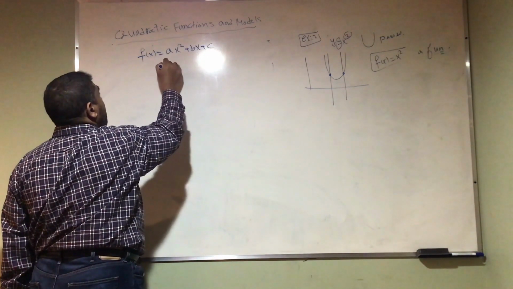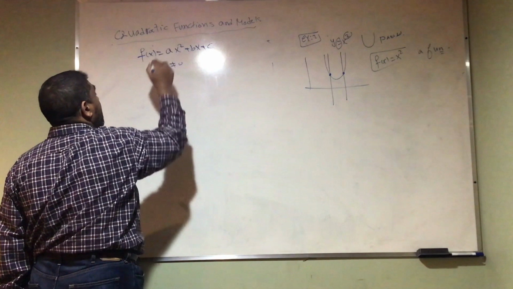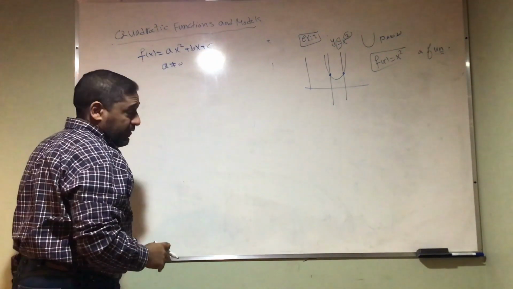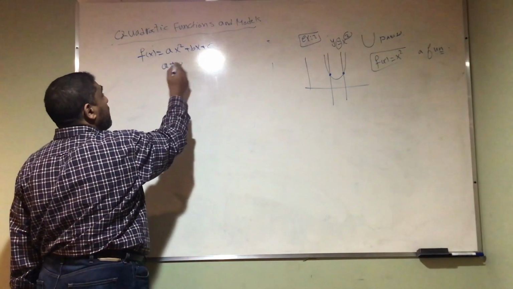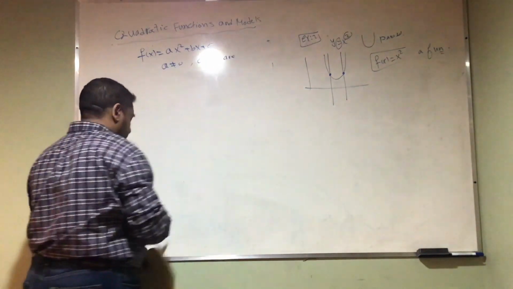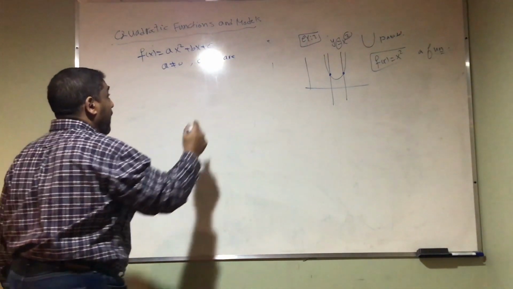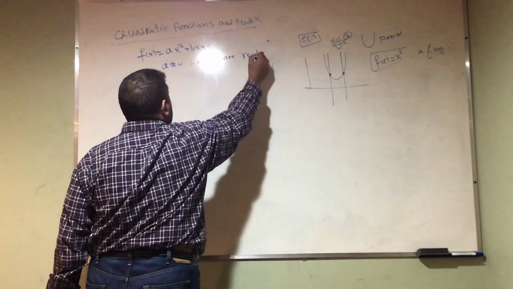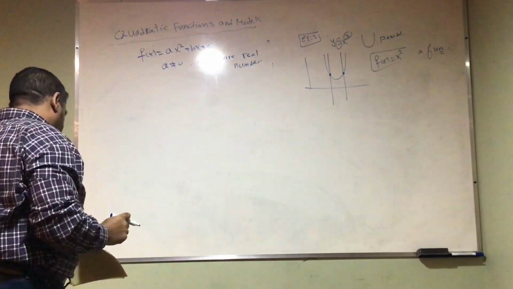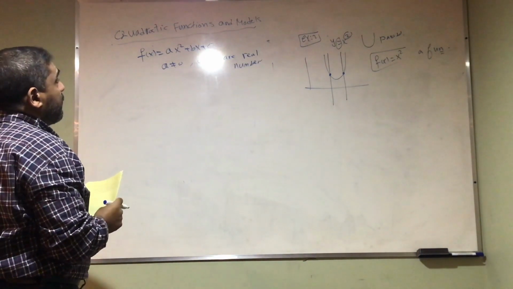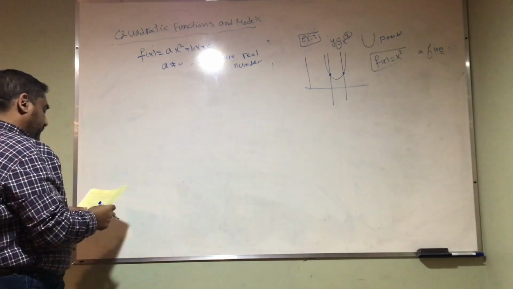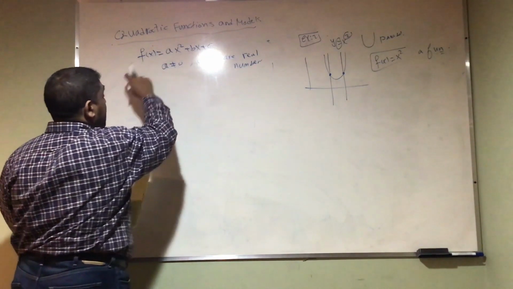We require that a shouldn't be 0. Your a cannot be 0, because if a is 0, what do you get? You get a linear function. But here we require a non-zero, and a, b, and c, all of them here, are real numbers. Just real numbers. So our goal here is the quadratic function.